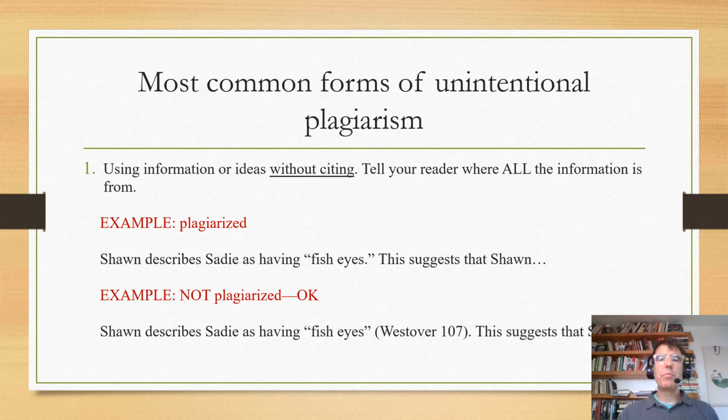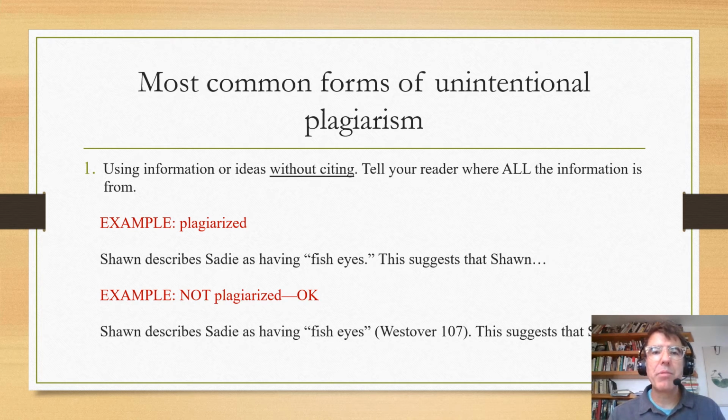Most common forms of unintentional plagiarism. So this is not cheating, but it's plagiarism. It's kind of mistakes. And so you have to learn to avoid these mistakes. Okay, there's 2 things. 1, using information or ideas without citing. Tell your reader where all the information is from.